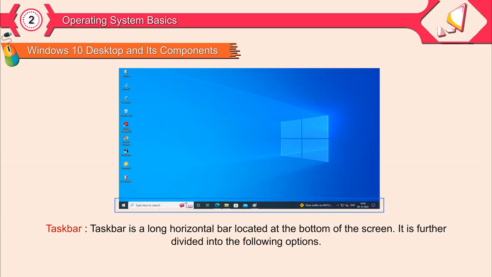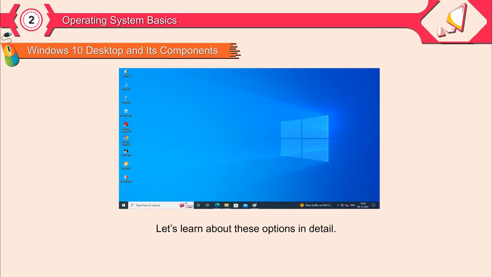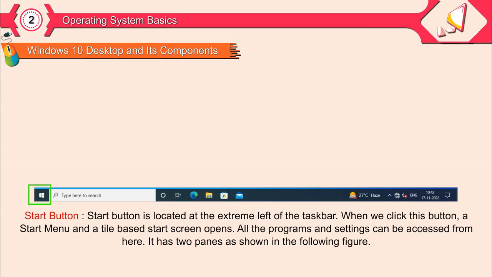Taskbar. Taskbar is a long horizontal bar located at the bottom of the screen. It is further divided into the following options. Let's learn about these options in detail. Start button. Start button is located at the extreme left of the taskbar. When we click this button, a start menu and a tile-based start screen opens. All the programs and settings can be accessed from here.